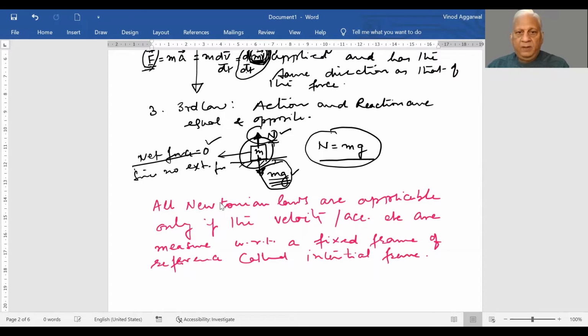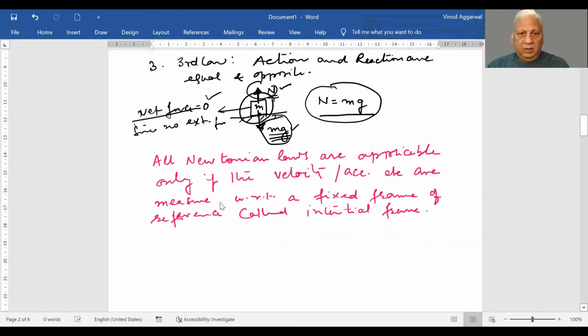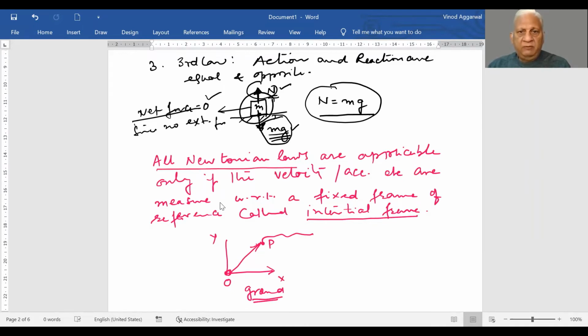What does it mean? It means, for example, if there is this frame of reference xy, which is fixed with respect to ground, and if a particle is moving, then whatever distance, velocity, acceleration we measure, we are measuring with respect to ground, which is not moving, or we are measuring with respect to an inertial frame, then all Newton's laws will be applicable.